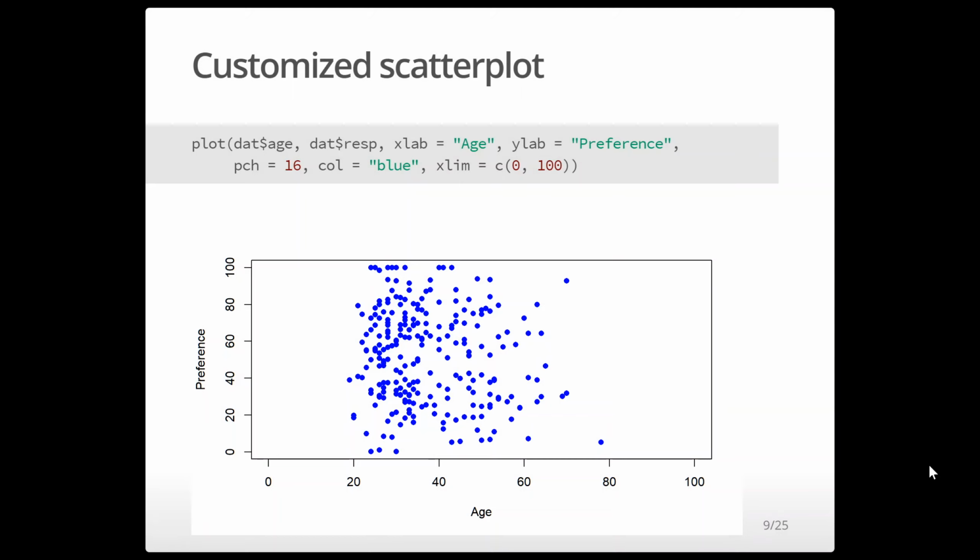So here is our scatter plot again. I changed the x label to age, the y label to preference. I changed the shape so that they weren't empty circles but filled in circles. I changed the color to blue, and I rescaled the x-axis so it goes from 0 to 100.